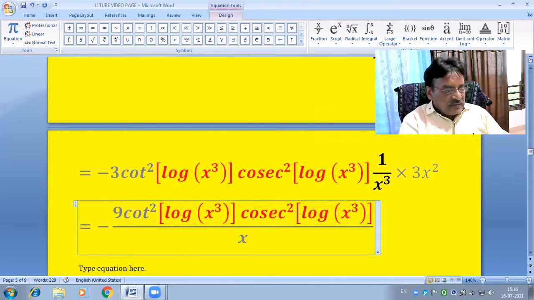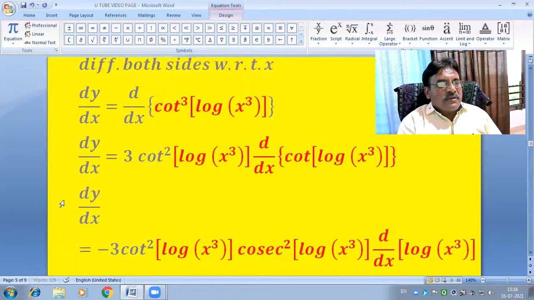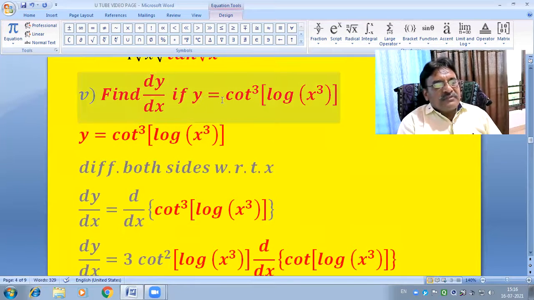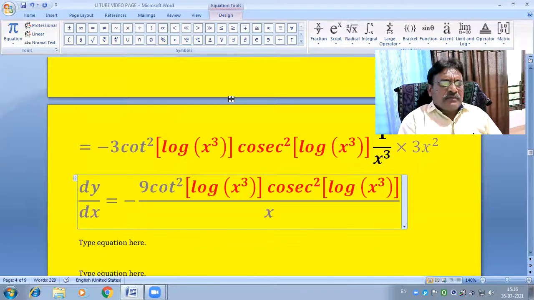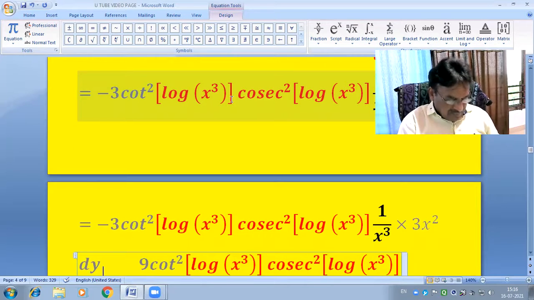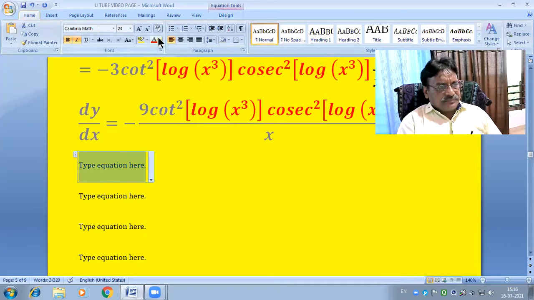This is the required dy by dx of the given function y is equal to cot cube log x cube. In this way, we solve the fifth problem in exercise 1.1 from the board book, Mathematics Part 2. Next, we solve one more problem, problem number 6. So here we solve problem number 6.